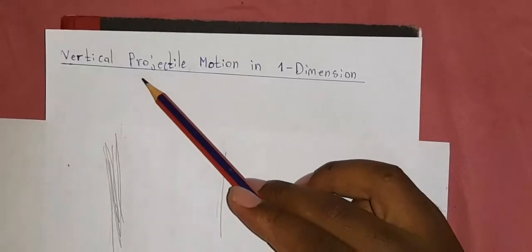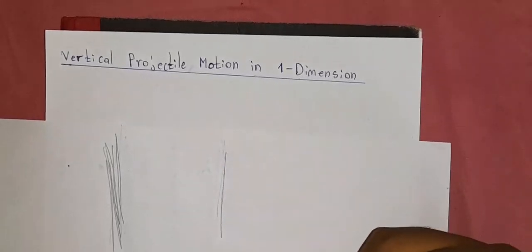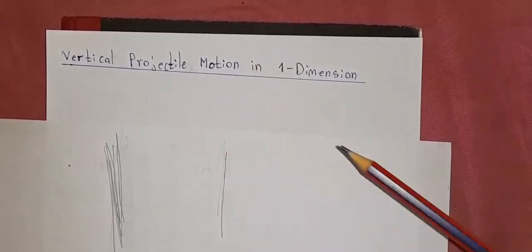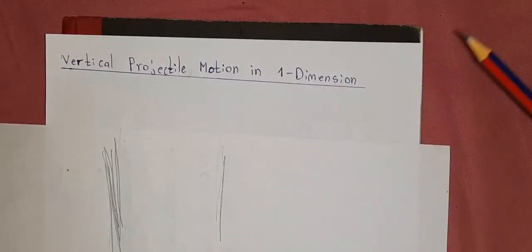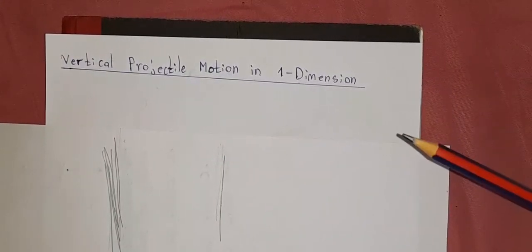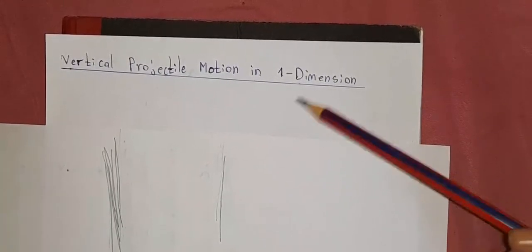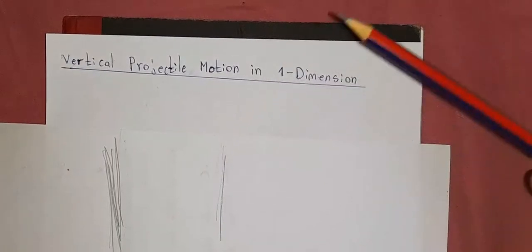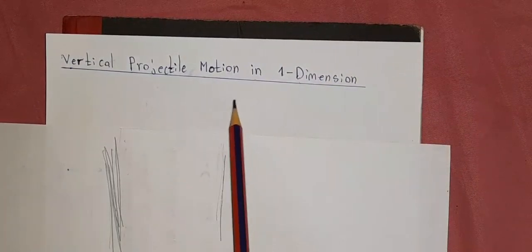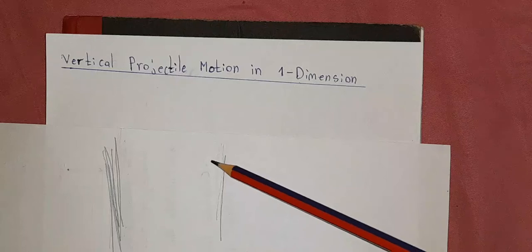When we're talking about a projectile, we are talking about an object that moves under the influence of gravity. We do not have other forces like air resistance. And motion is the movement of an object. So vertical projectile motion is the movement of a projectile vertically. And one dimension means that we are only focusing on one dimension.